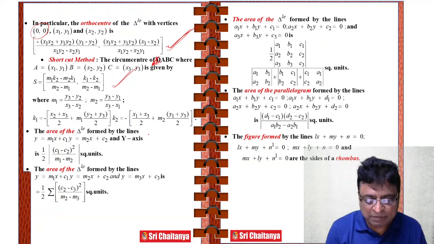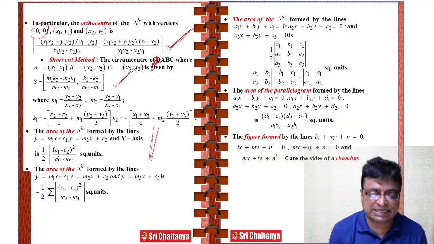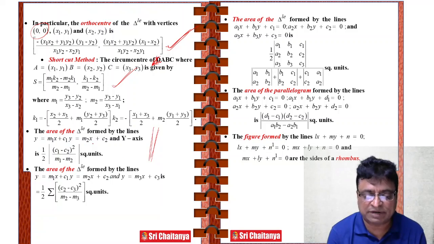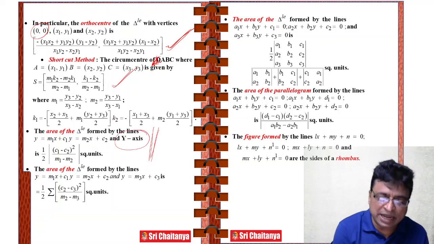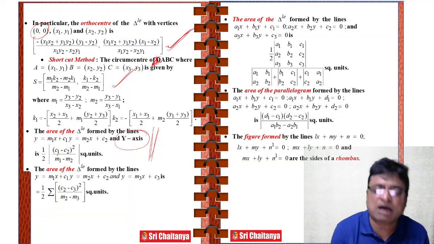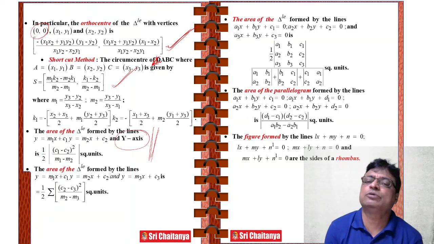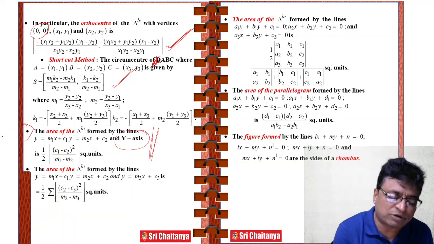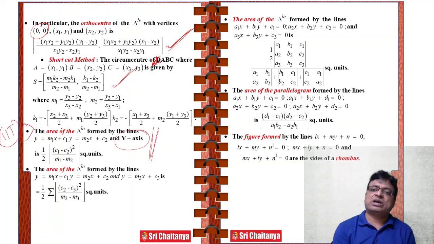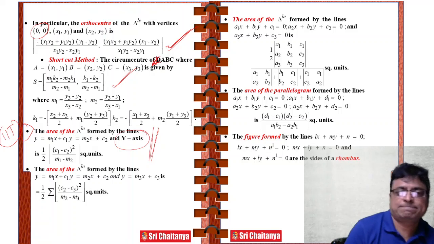And this is the formula to find what? Area of the triangle formed by the lines with the x-axis. If y equal to m1x plus c1 and y equal to m2x plus c2 and the y-axis are given, then the area of the triangle formed by these three lines is half into mod of (c1 minus c2) whole square by (m1 minus m2). Once upon a time they asked this as a question in the IIT examination, but this result may be useful for solving some of the questions in a shortcut manner.